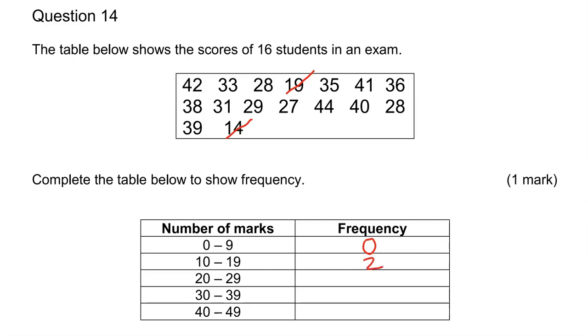2. 20 to 29, got 1, 2, 3, 4. 30 to 39, got 1, 2, 3, 4, 5, 6. 40 to 49, got 1, 2, 3, 4.